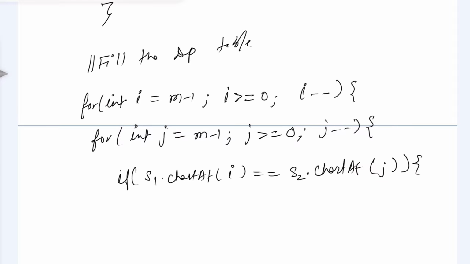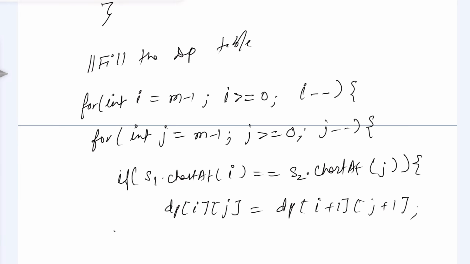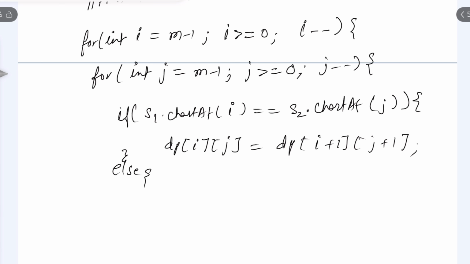If both are same, what will we do? We'll say dp at i and j is equal to dp at i plus 1 and j plus 1. Or in the else condition, you will also fill it. In the else condition, what do we need to do? You will define dp at i and j. The min thing that I told you, so we have to write Math dot min, guys. Make sure that you write Math dot min, not directly the min.